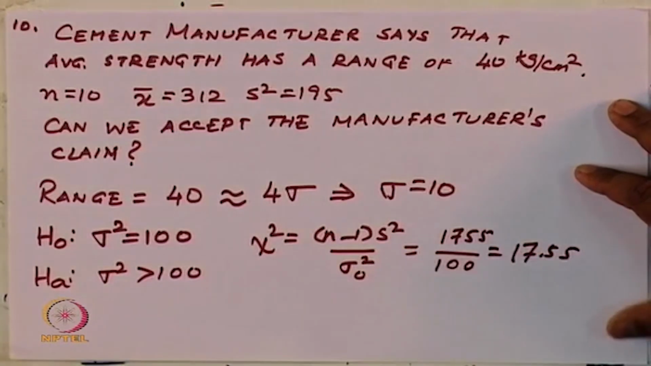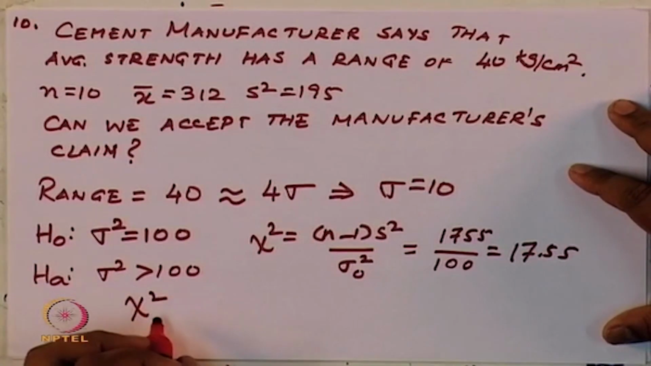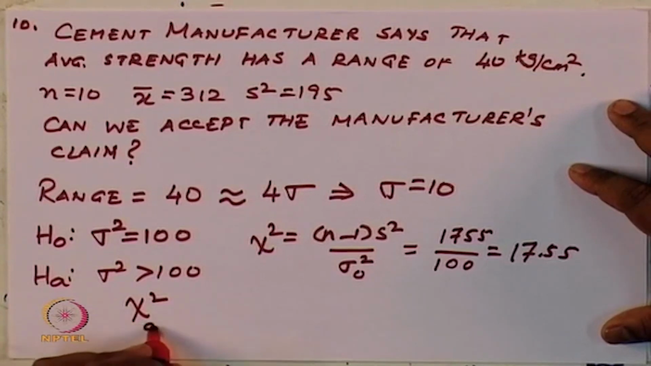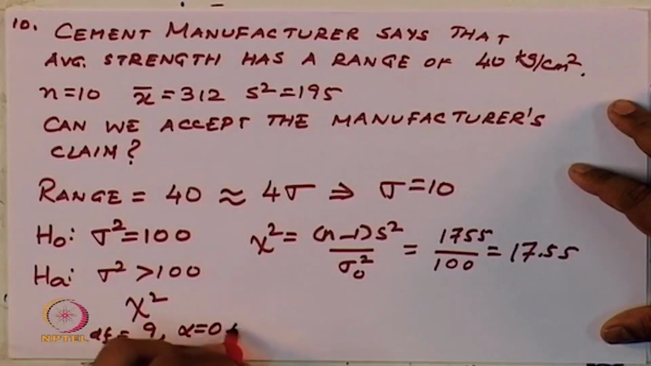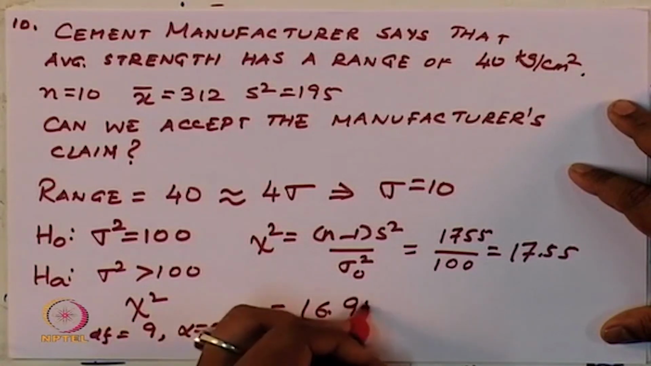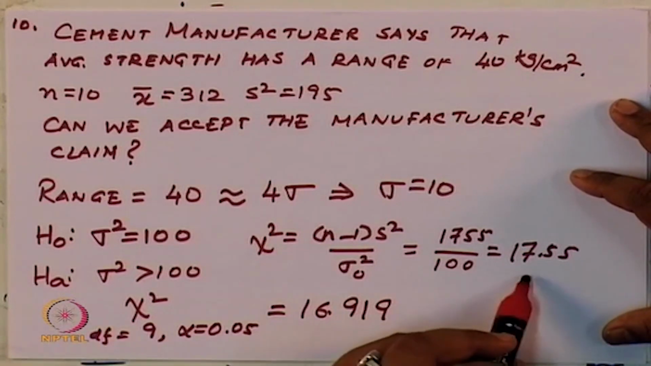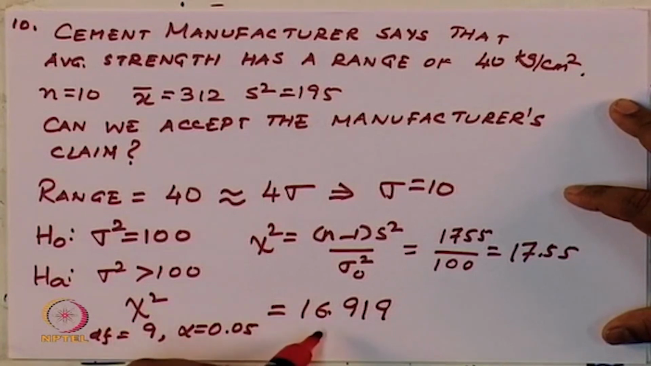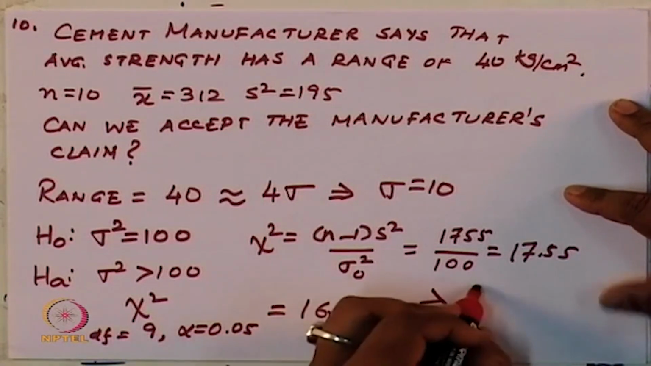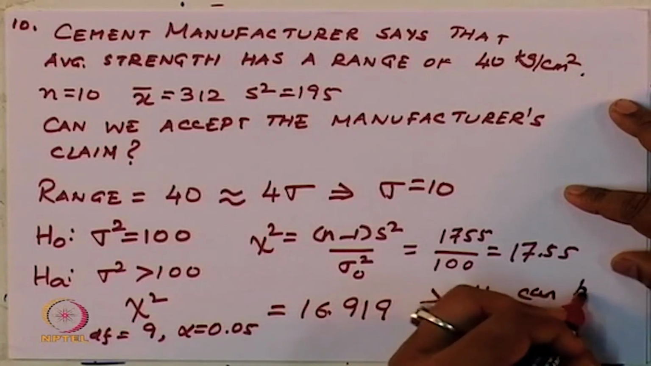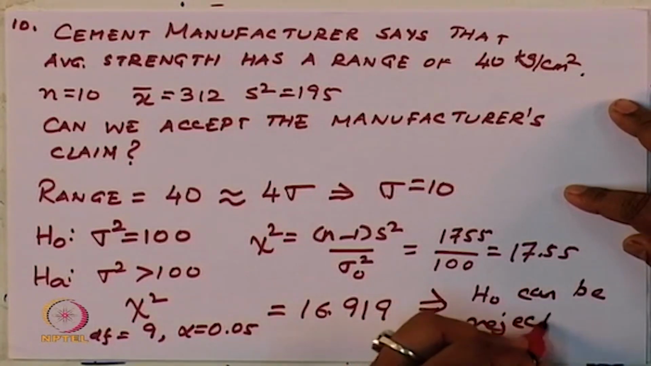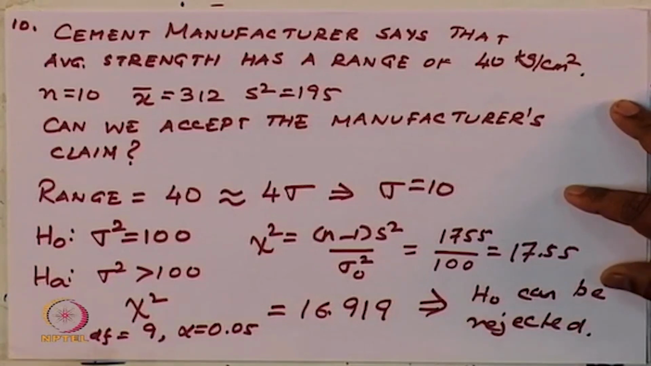you get a value of 17.55. Now, the chi square for a degree of freedom of 9. Okay, so for df equal to 9 and significance level alpha equal to 0.05, if you look up the table, you get a value of 16.919. Okay. So, what you clearly see is this chi-square value is greater than this threshold. So, this would mean that H naught can be rejected. Okay. Let us take one more example.